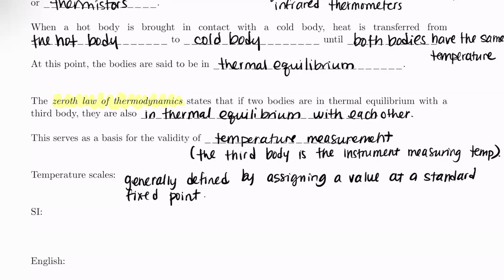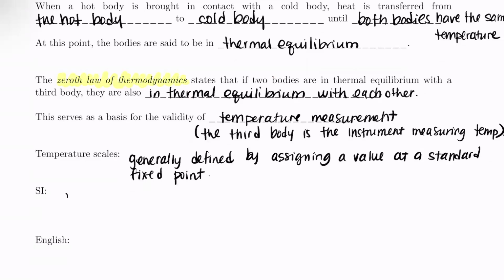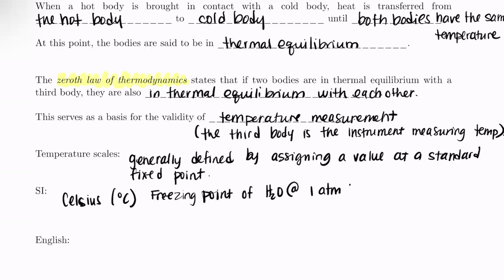All right, for SI units, Celsius. So this is degrees C. The freezing point of water at 1 atmosphere is 0 degrees Celsius. And then the boiling point of water at 1 atmosphere is, of course, 100 degrees C.